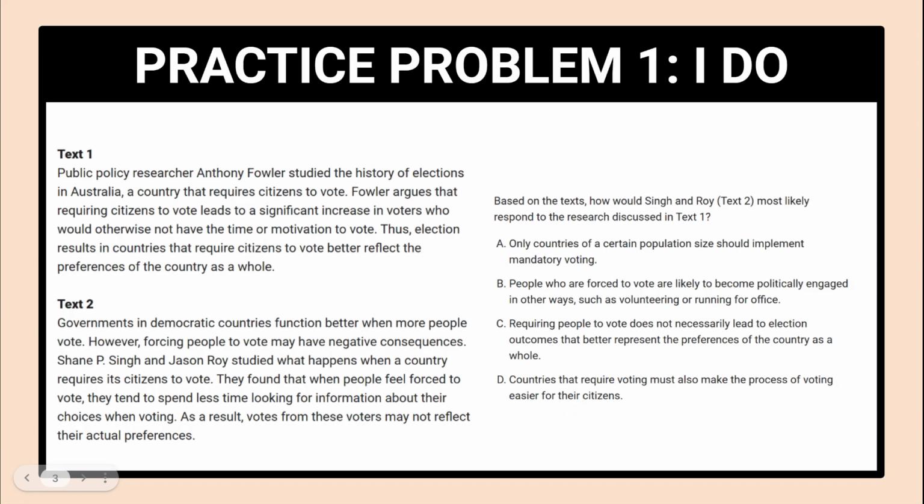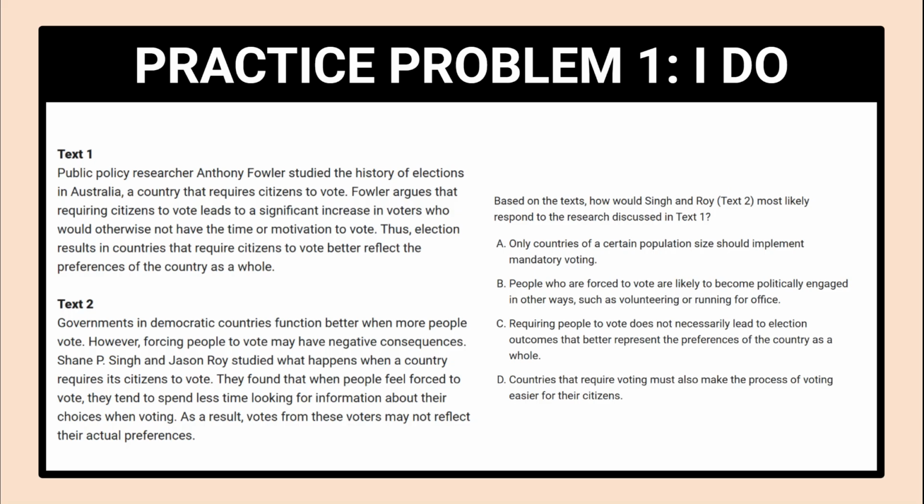And then text 1 is reading: public policy researcher Anthony Fowler studied the history of elections in Australia, a country that requires citizens to vote. They argue that requiring citizens to vote leads to a significant increase in voters who would otherwise not have had the time or energy or motivation to vote. Thus, election results in countries that require citizens to vote better reflect the preferences of a country as a whole.